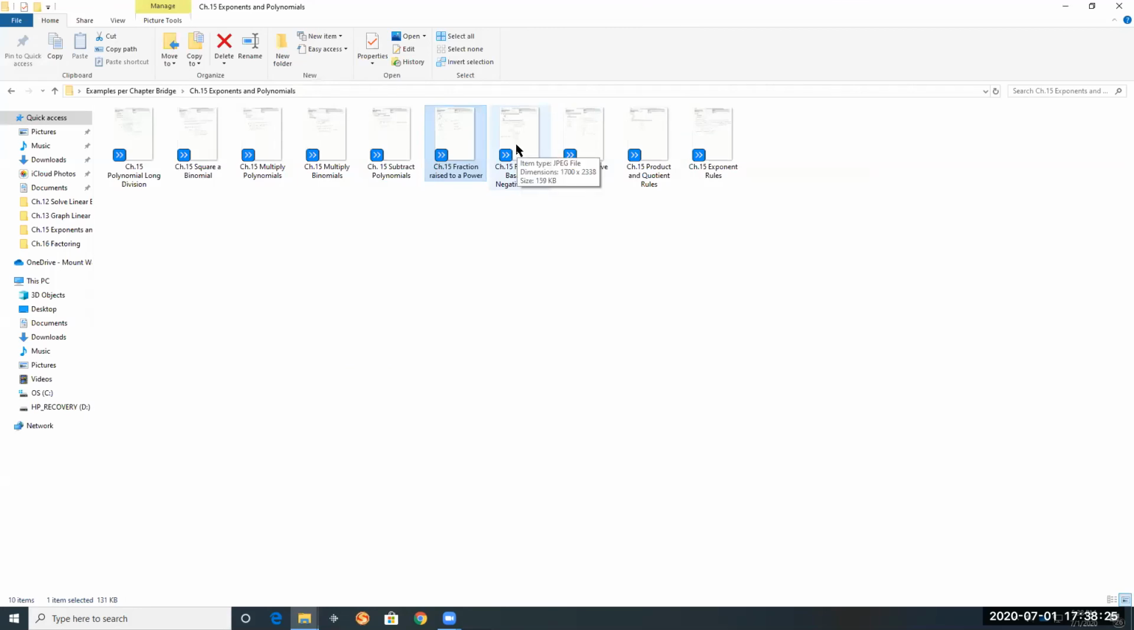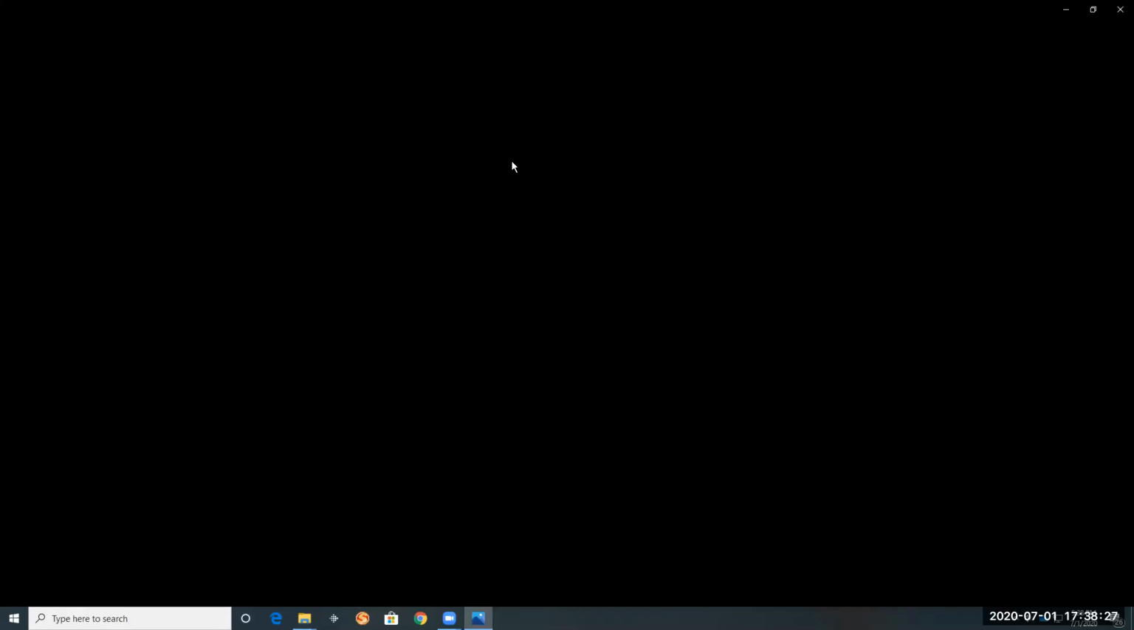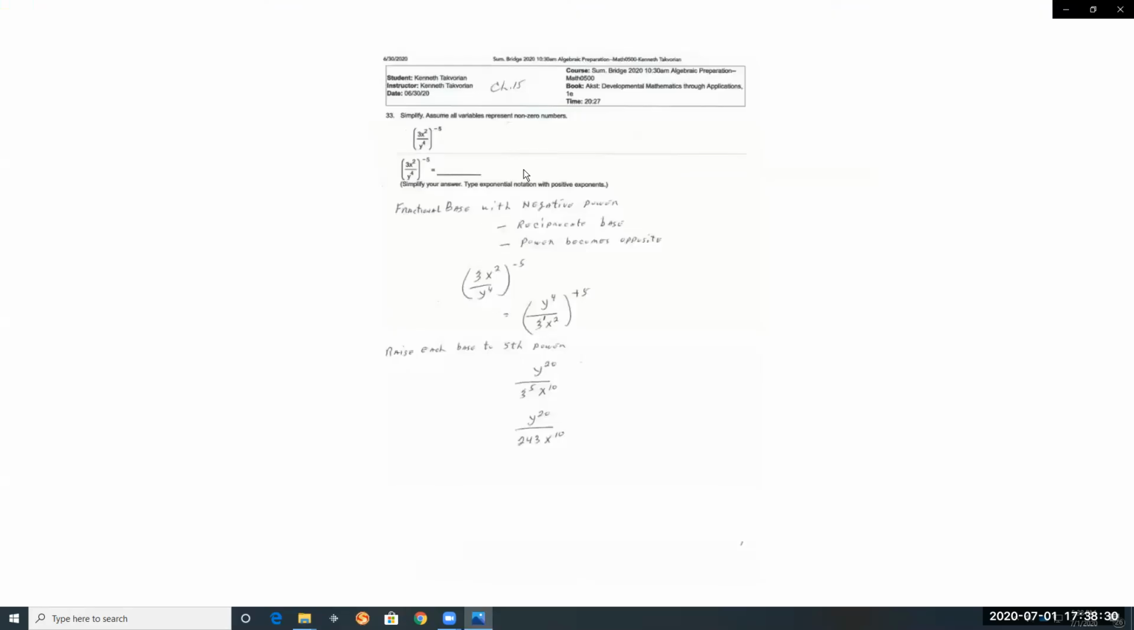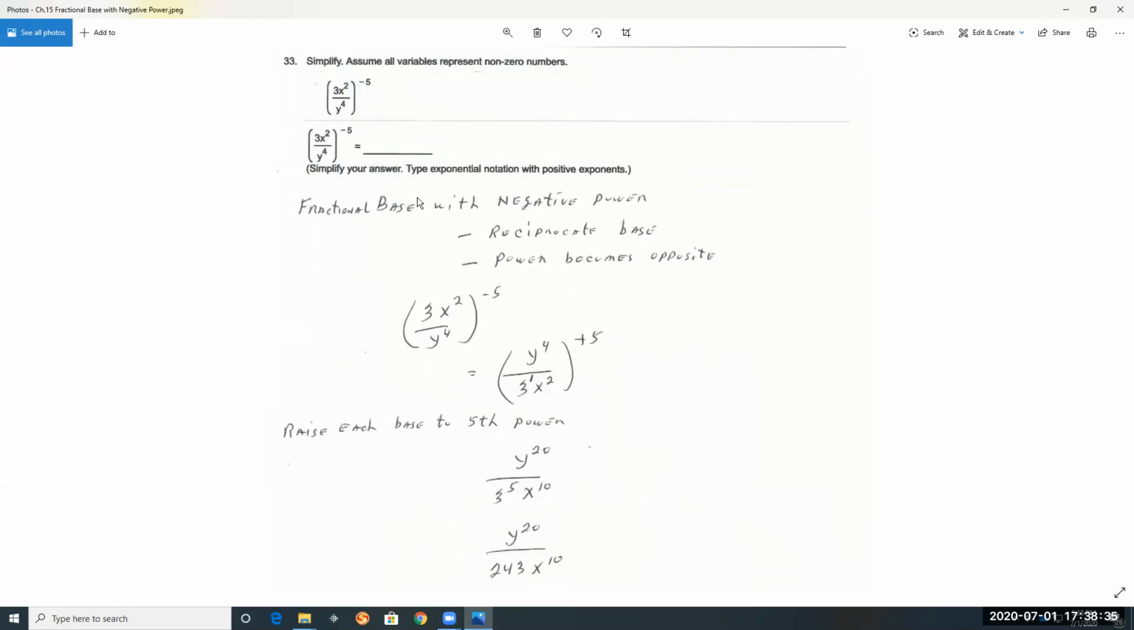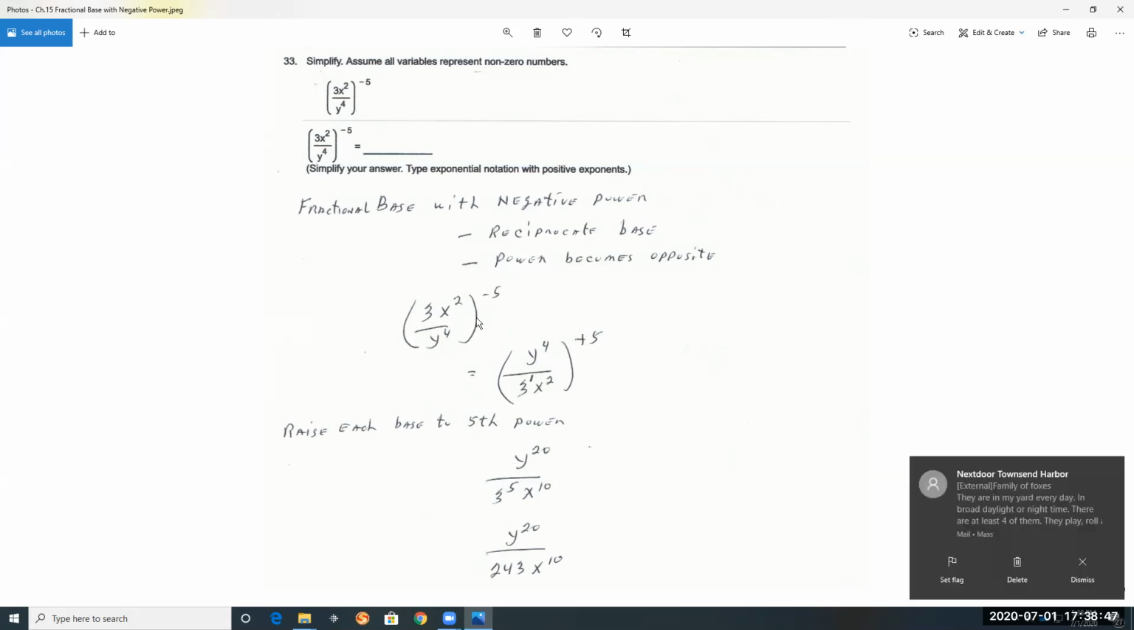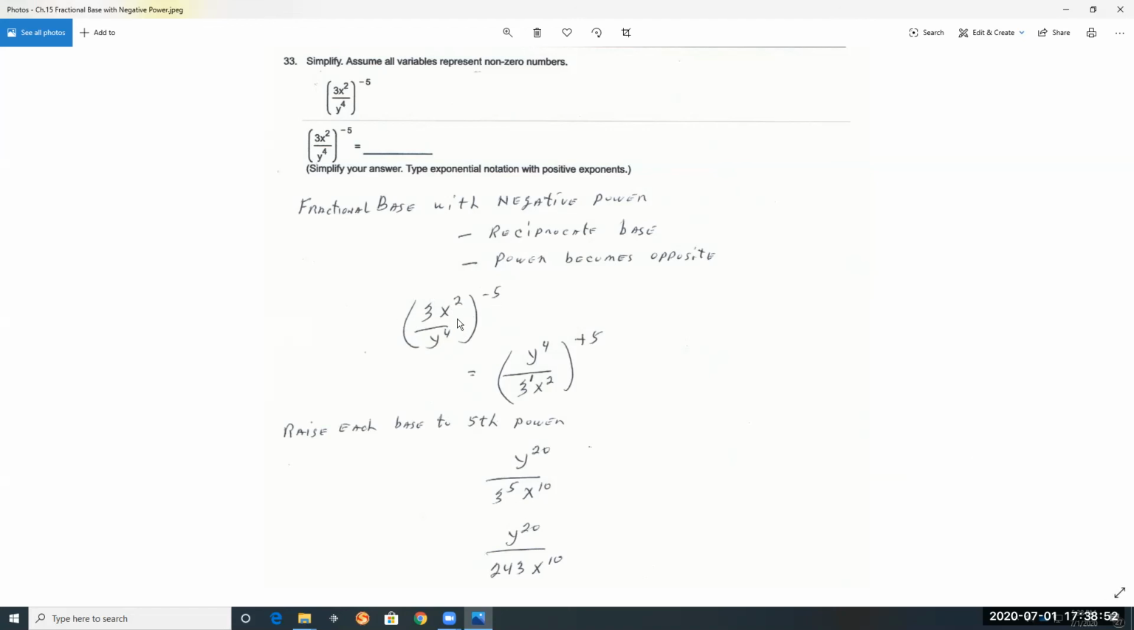What if we have a fractional base raised to a negative power? Well, what we could do here is, as I said before, reciprocate the base, and then the power becomes the opposite. So we have a fractional exponential raised to a negative power. So we're going to reciprocate this fraction, becomes y to the fourth over 3 to the first understood, x squared, but the power becomes the opposite, plus 5.